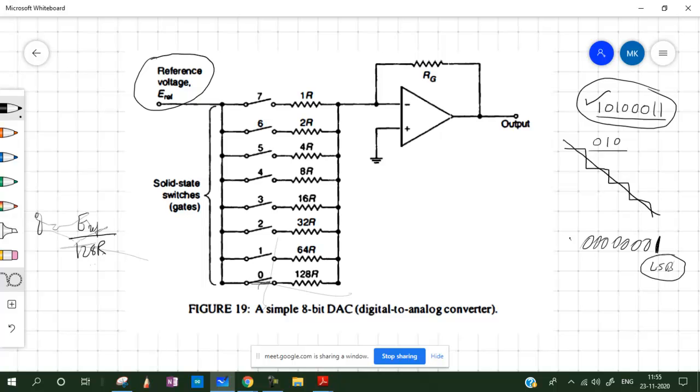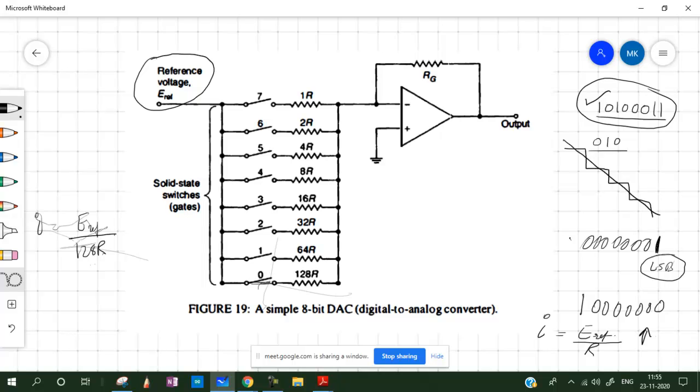If we have bit 7 high, so 1 0 0 0 0 0 0 0. It means it's a quite high signal, but not really full signal, because we have the other states as low. So it means E reference divided by just 1 R, isn't it? So this will mean quite high current. So this will flow through this, and obviously we'll have a good amount of output. Understood?